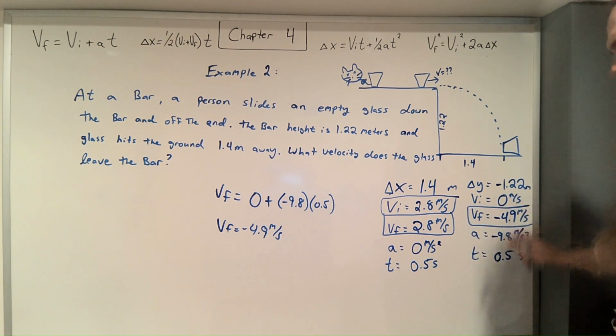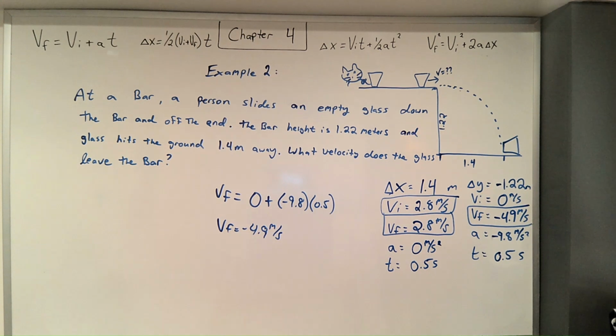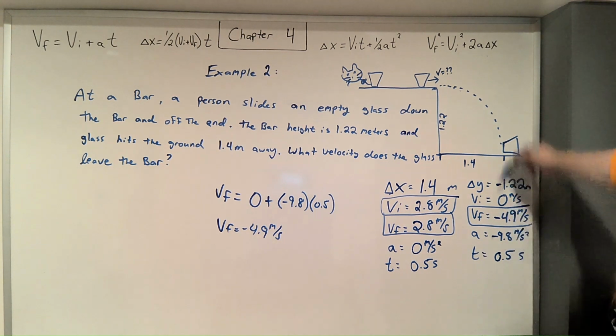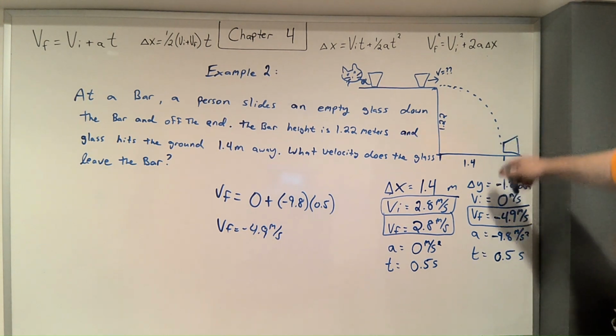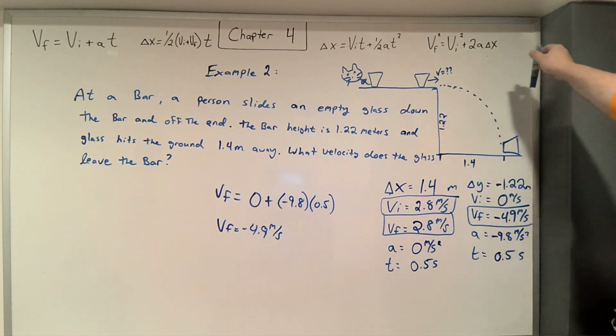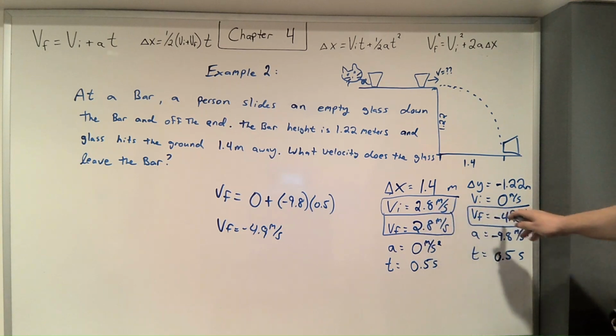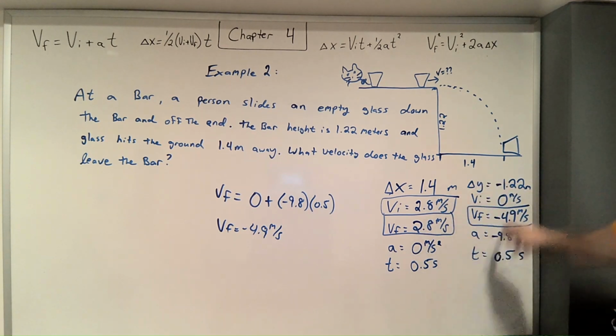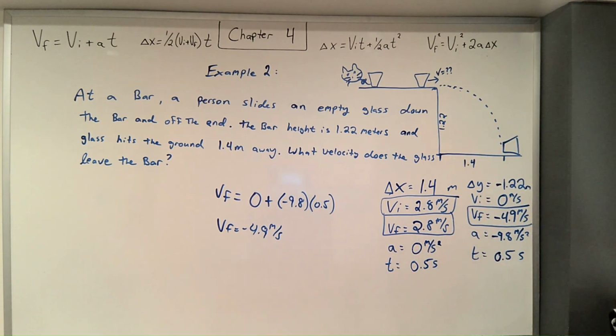So you might be wondering, well, why is one negative and one's positive? Okay, final velocity here is falling downward, whereas that glass is still traveling in the positive x direction, negative y direction. So one's positive, one's negative. It's all relative to the problem. It depends on what's going on in there. That's why you have one that's positive and one that's negative. Okay, so hopefully that makes sense.